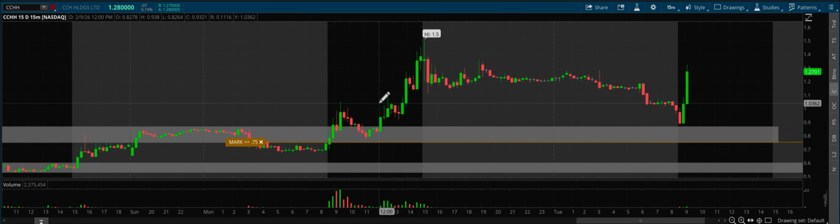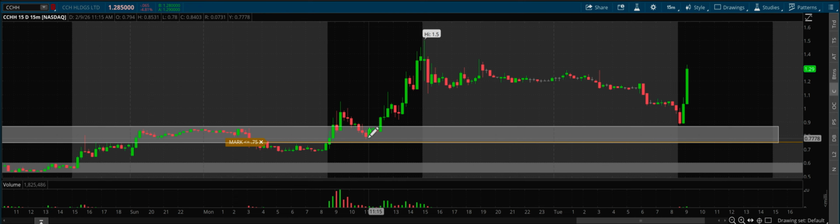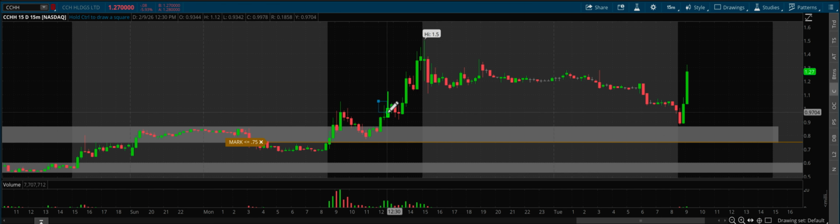If I'm buying this breakout right here, and this fails, I am buying the top of this. And then what is my risk level? Here, here, you know what I'm saying? So I'm risking, I mean, 20+% if I'm buying that breakout level.